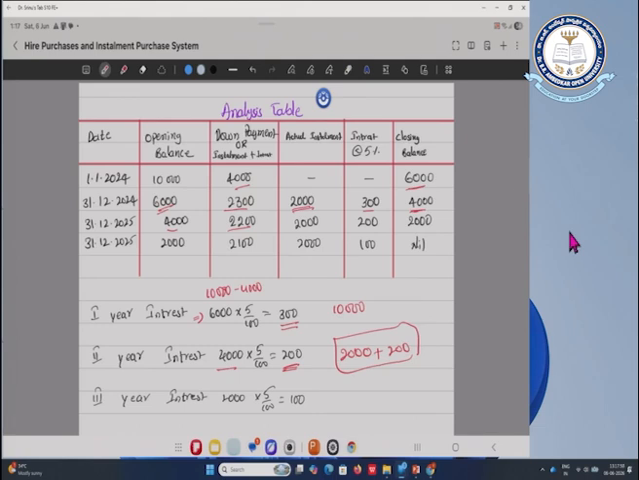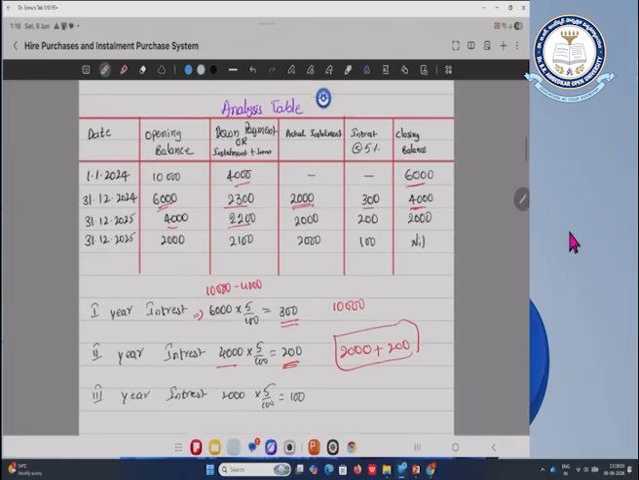So, after the second installment payment, what is the balance? To find out the balance, how do we take it? Only the actual installment. Don't deduct the interest. This installment includes interest as well as actual installment, but to find out the due amount, only the actual installment you have to deduct. So, 4,000 minus 2,000, the remaining balance is 2,000 rupees.